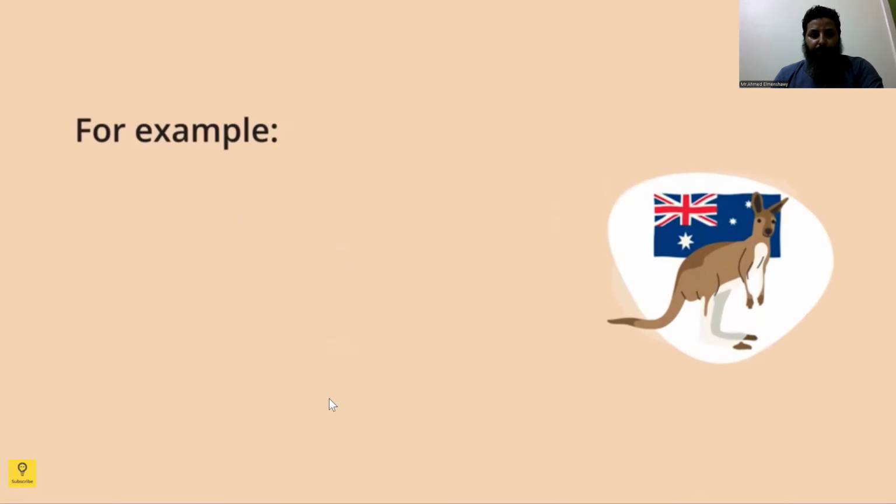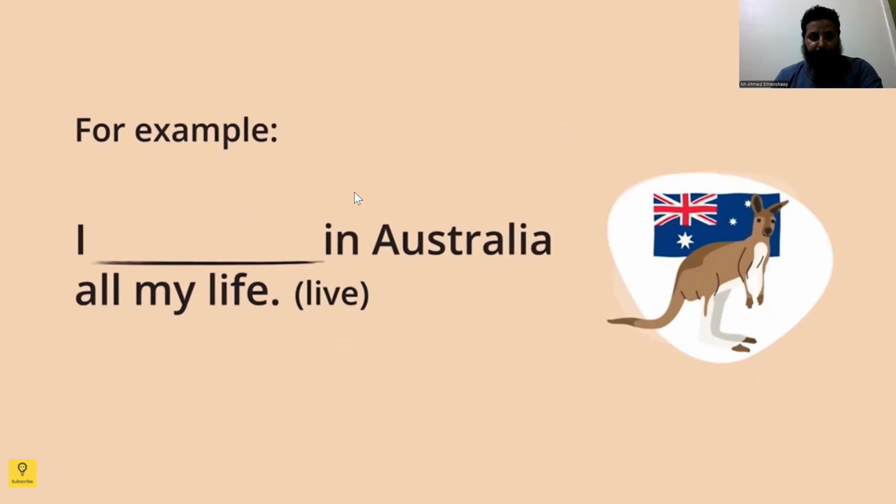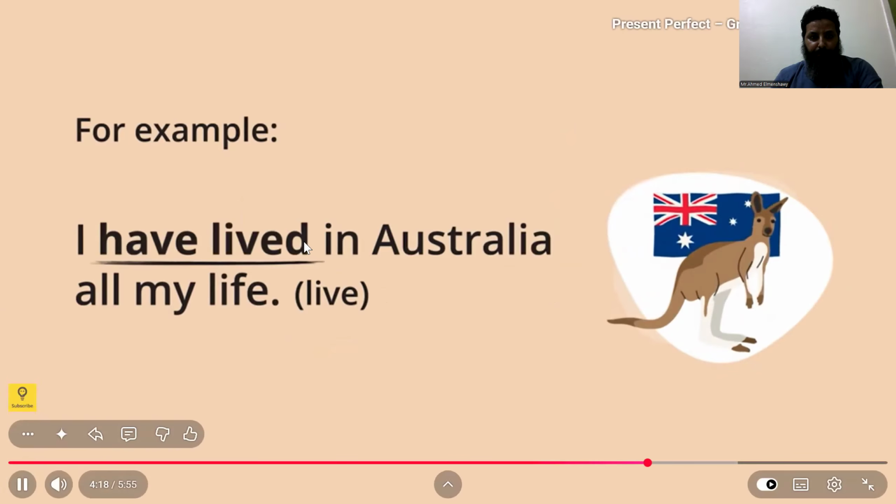Now, boys, we have some questions, so pay attention, please, and try to answer them. I have lived in Australia all my life. Okay, here, with the pronoun I use have, and the past participle of the verb live is lived. So I have lived in Australia. So, boys, let's see the next one.